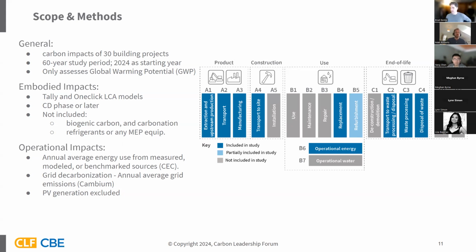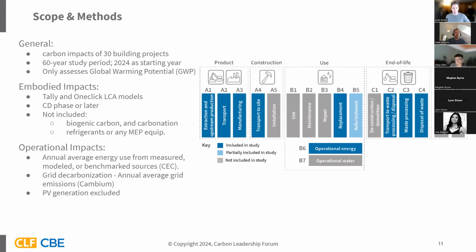And we modeled all of them assuming that the embodied carbon impacts from the upfront material production were taking place in 2024 as the first year when construction was happening. We're only looking at global warming potential, also known as carbon. So we're not looking at any other environmental impact categories, which are also important. And then in terms of the embodied impacts, the tools that were used by the data contributors were mainly, well, they were Tally and OneClick LCA. And all the models that were produced, all the buildings had to be at least at the construction document stage, if not further along.